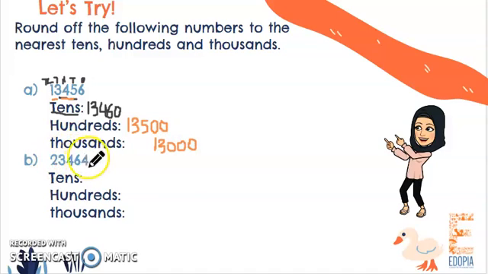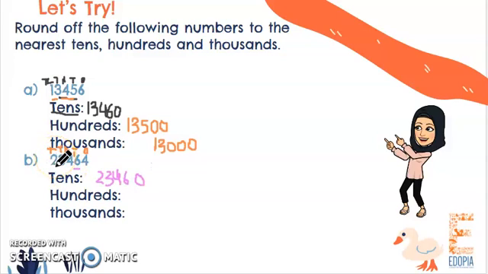Now in this example, I have 4 at my ones, 6 in my tens, 4 in my hundreds, 3 in my thousands, and 2 in my 10,000s. Now let's round this number to the nearest tens first. The target number here is 6, and the very next number to my target number is 4. This 4 is smaller than 5. This means I'm going to round down. So when I round down, I'm keeping my target number the same and making the next numbers 0. The answer would be 23,460.